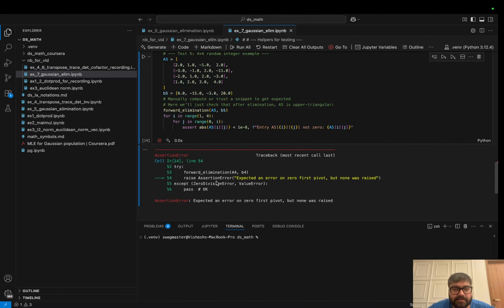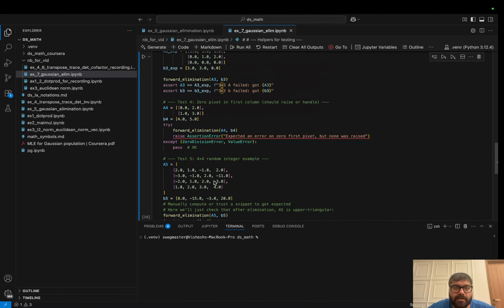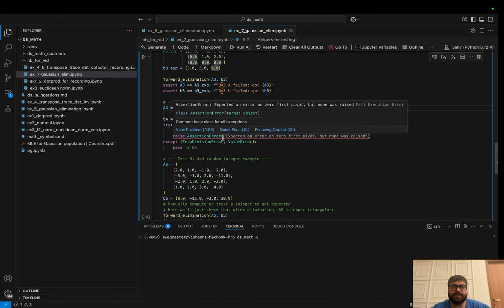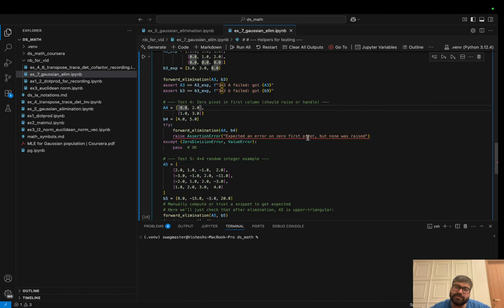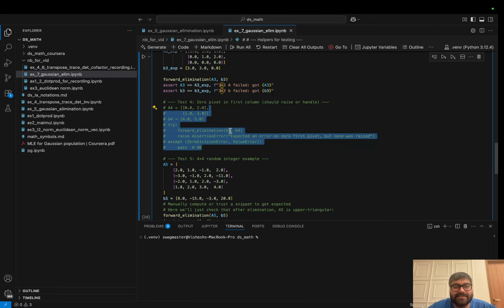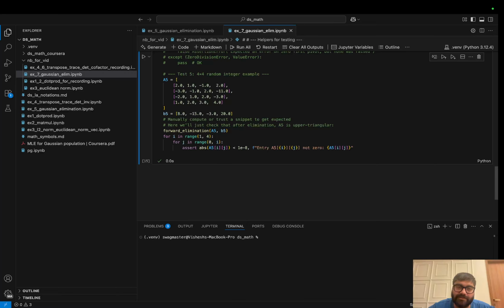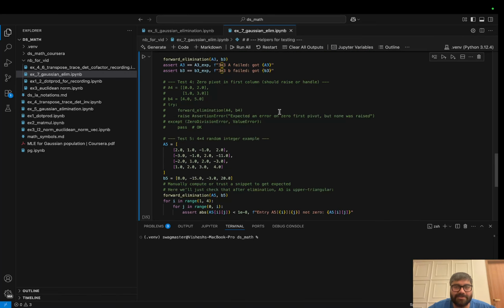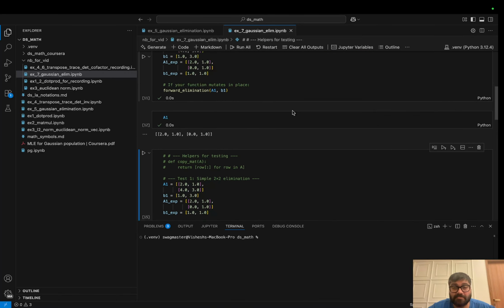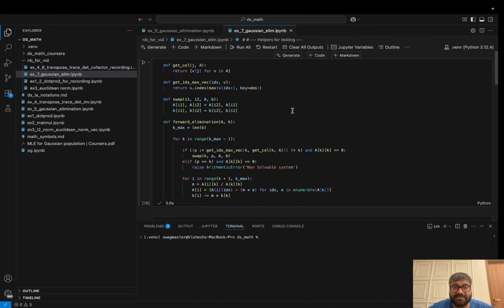Which one is this? This is a try block. Wait, what? Expected an error on 0 first pivot, but none was raised. Why? I will just swap the rows. Okay, I don't even know this is something that it created an issue with. Okay, let's see what it does with a5. A5 is not a problem, and this is something we've already taken care of. And yeah, we're golden, guys.